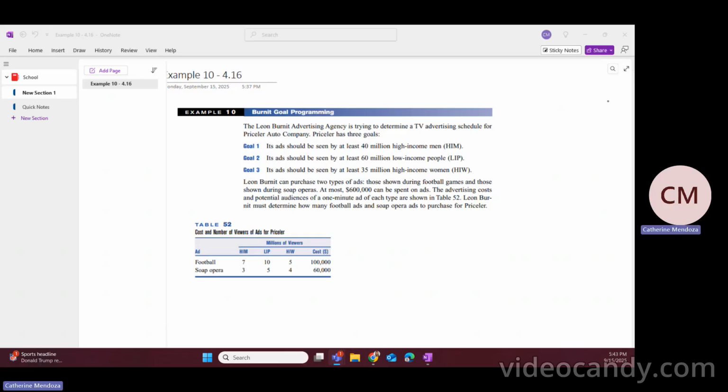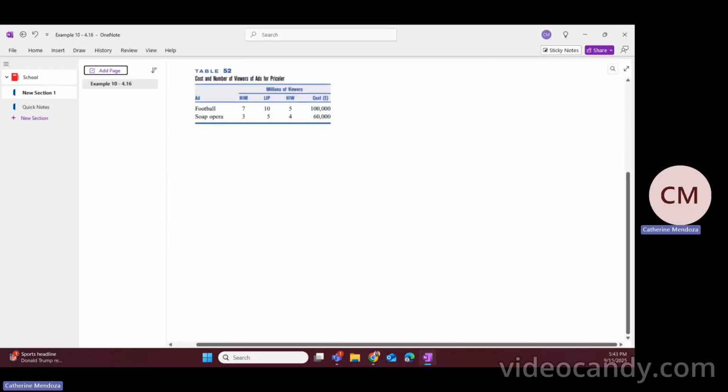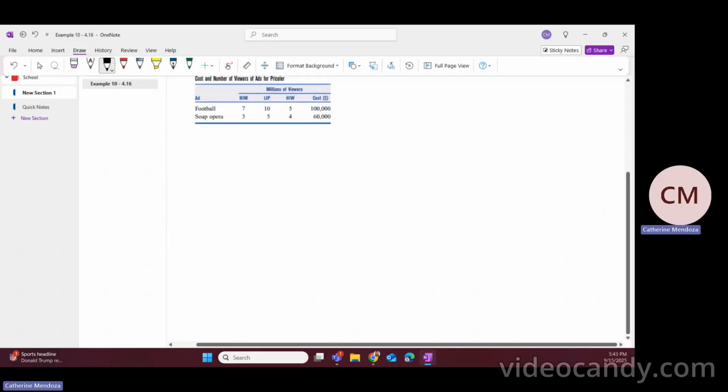There are two types of ads, those shown during football games and those shown during soap operas. At most, 600 can be spent on ads, and the advertising costs and audiences are shown in the table below. They must determine how many football ads and how many soap opera ads to purchase for Chrysler. So first we need to determine our decision variables.